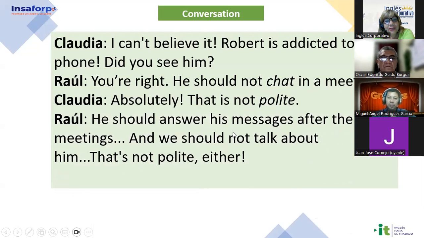He should answer his messages after the meetings. No, not in the meetings, right? After the meetings. And we should not talk about him. That's not polite either. Okay, so it's not polite chatting in a meeting, but also it's not polite to talk about other people in a meeting, right? It's like gossip. Gossip is chismes, right? Talking about other people in a meeting.